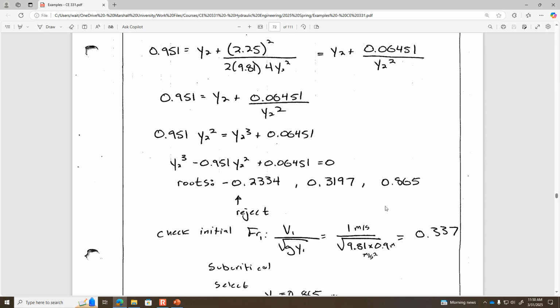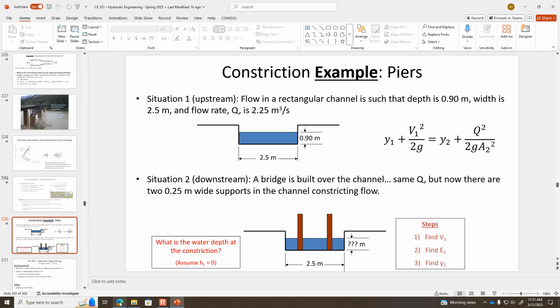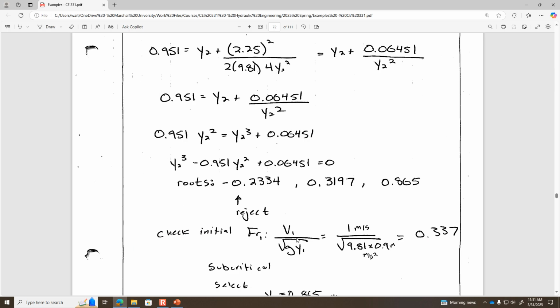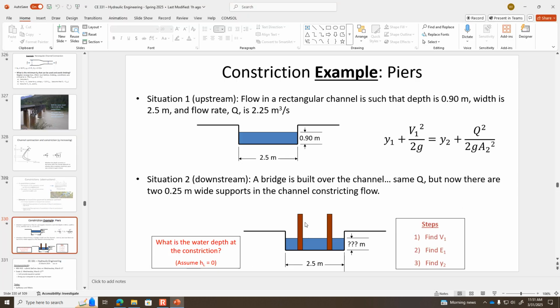The new depth after the constriction is going to be 0.865. So it's counterintuitive that sometimes the water is going to get deeper, sometimes it's going to get shallower. It depends on the losses, it depends on the flow regime, but here we got that the new flow depth would be 0.865 meters.